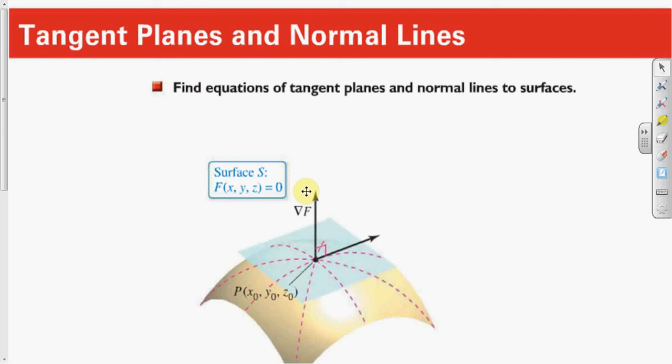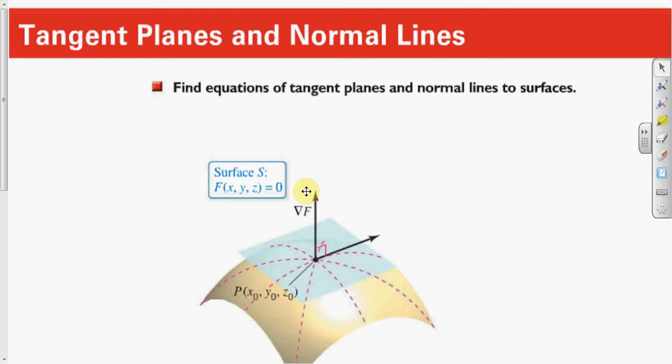There are two things we want to do in this section. Given an equation, can we write the equation of the tangent plane, and then can we also find the normal line, the symmetric lines to the normal line.